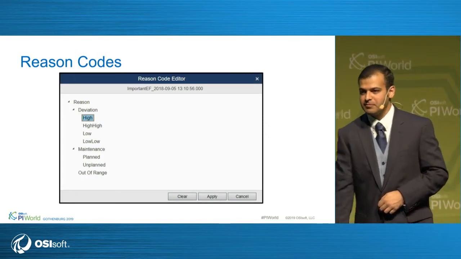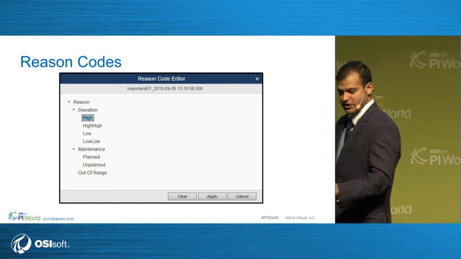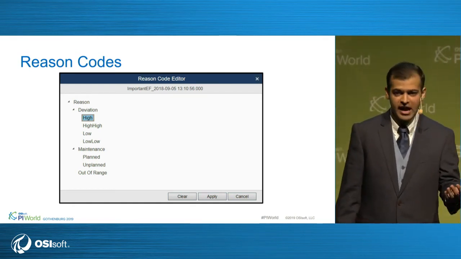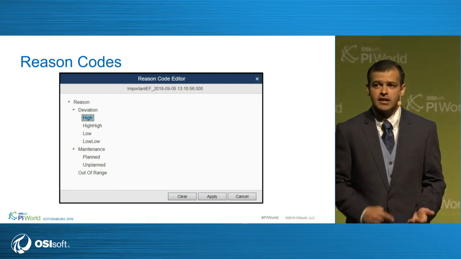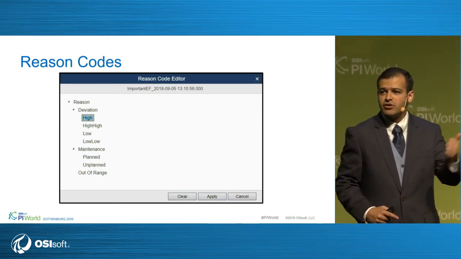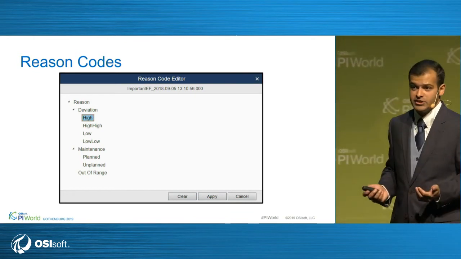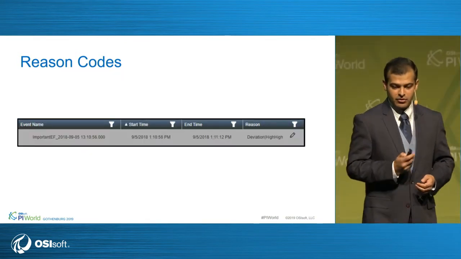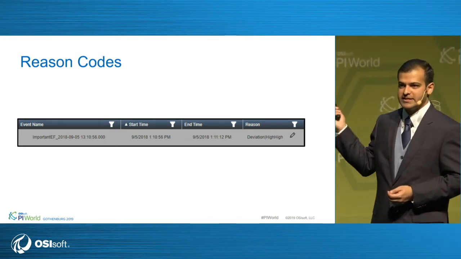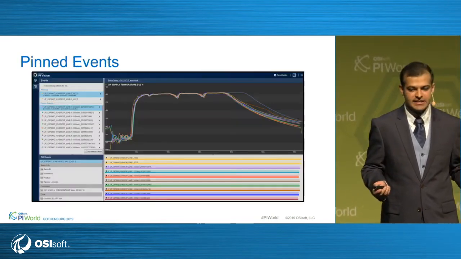So I click on that. I'm an operator or a maintenance guy. I was seeing this pump. It had an issue, so it was assigned to me. I have my tablet, my cell phone in my hand. I open PyVision, and I can simply add the reason so I can provide this meaningful information to the rest of my colleagues or other systems that would be feeding this information. So here I just chose deviation high high, and now everyone can see what exactly is going on. Reason codes are as simple as that.